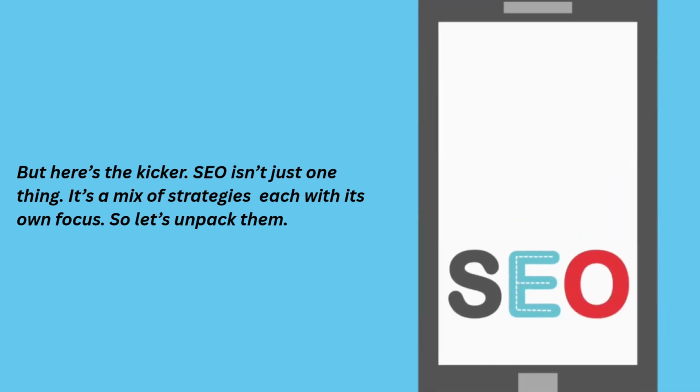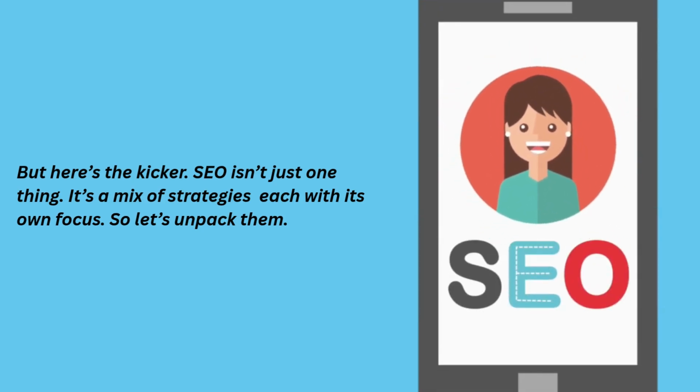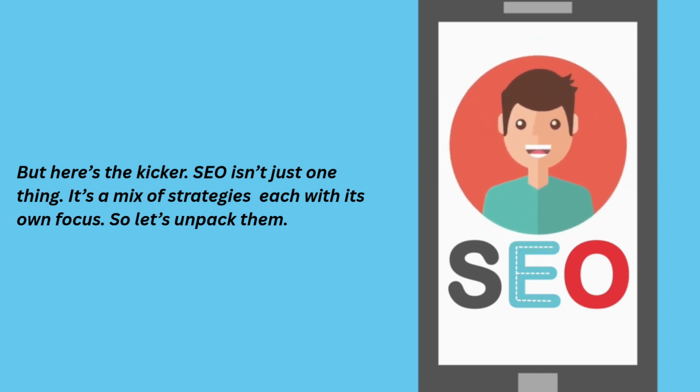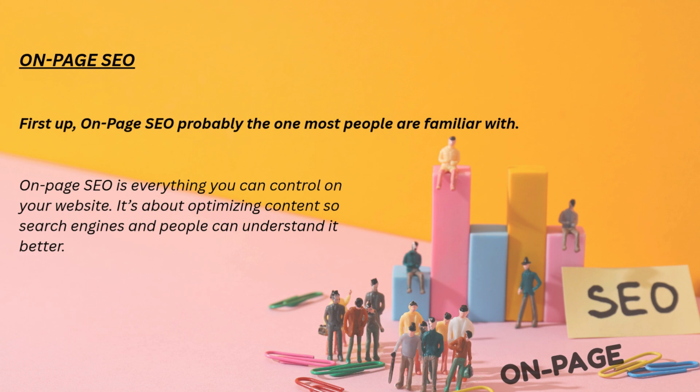But here's the kicker: SEO isn't just one thing. It's a mix of strategies, each with its own focus. So let's unpack them. On-page SEO. First up, on-page SEO, probably the one most people are familiar with. On-page SEO is everything you can control on your website. It's about optimizing content so search engines and people can understand it better.